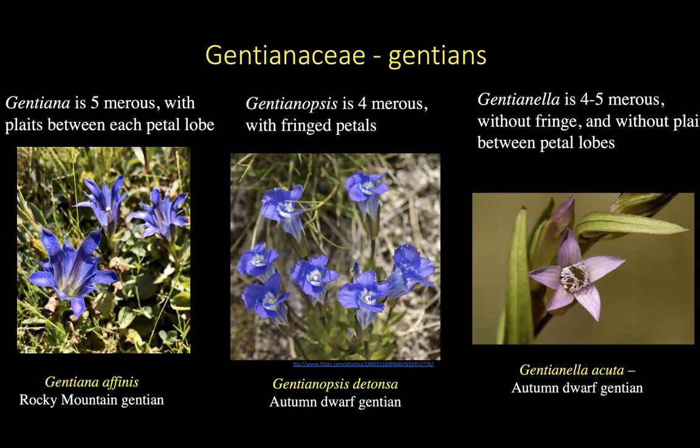So here are 3 genera that live in Colorado: Gentiana, Gentianopsis, and Gentianella. And you can see that they differ in merosity, which you can see in these photos, whether there is a little plate or a little extra fringe between each petal lobe, so the 5 main lobes, and then a little plate, whether the petals have fringes or whether they lack those features.